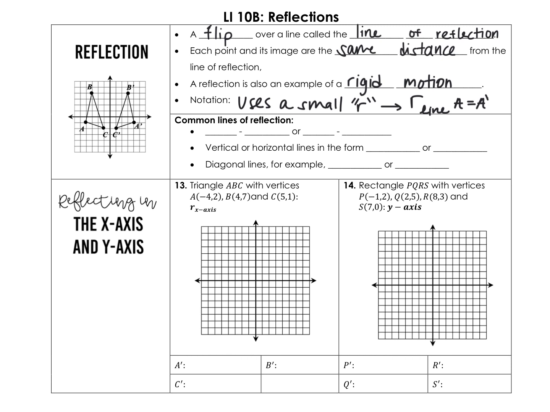Common lines of reflection would be the x-axis or the y-axis. Those are the most common ones that we use. Or you can have vertical or horizontal lines in this form. So x equals a number or y equals a number. If it is x equals, then it is going up and down. If it is y equals, it is going left to right. It's a horizontal line. Or it could be diagonal lines in this form, y equals x or y equals negative x. That's really the only lines that we do.